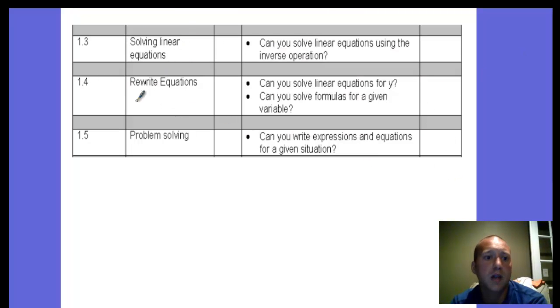We did solving linear equations today. Here's what we have tomorrow. I'll probably be combining these for one lesson, how to rewrite equations, so solve linear equations for y, solve formulas for a given variable. So you have multiple variables, how can we get one isolated? And then problem solving. The word problems you guys see, we're going to start tackling those, and we're going to work on those every day in class for a while, hopefully.